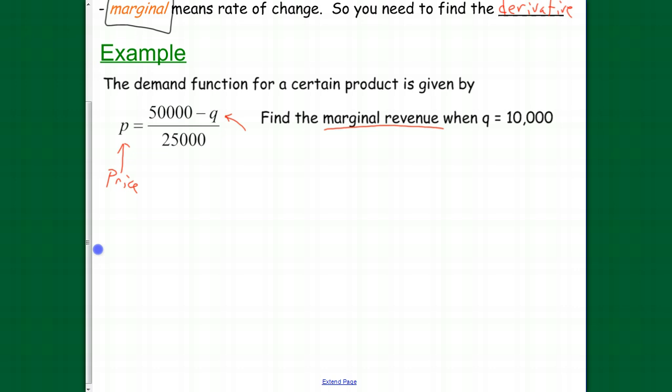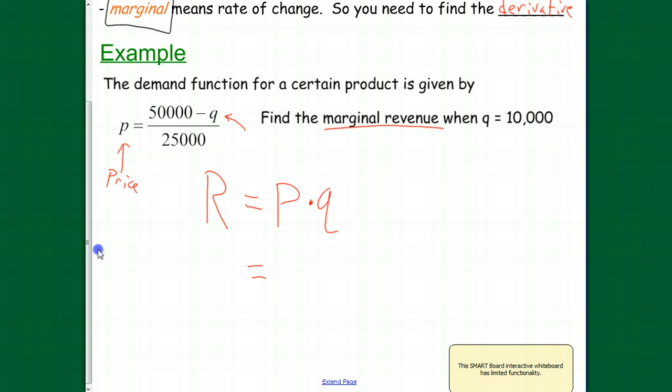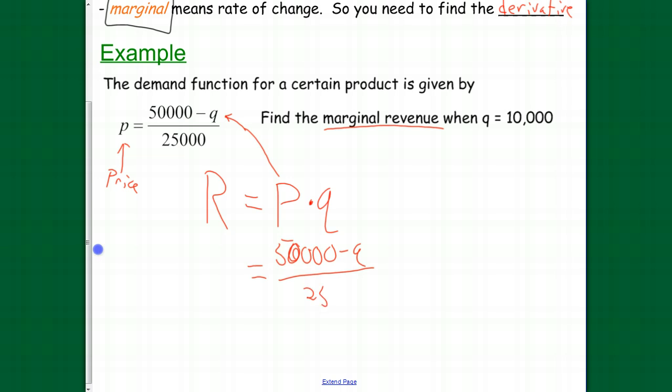This is a demand function. This is not a revenue function. Revenue is the price at which people are willing to pay, multiplied by how many items people are willing to buy. So what we have is this value of P is the equation, that's 50,000 minus Q over 25,000, times how many items.